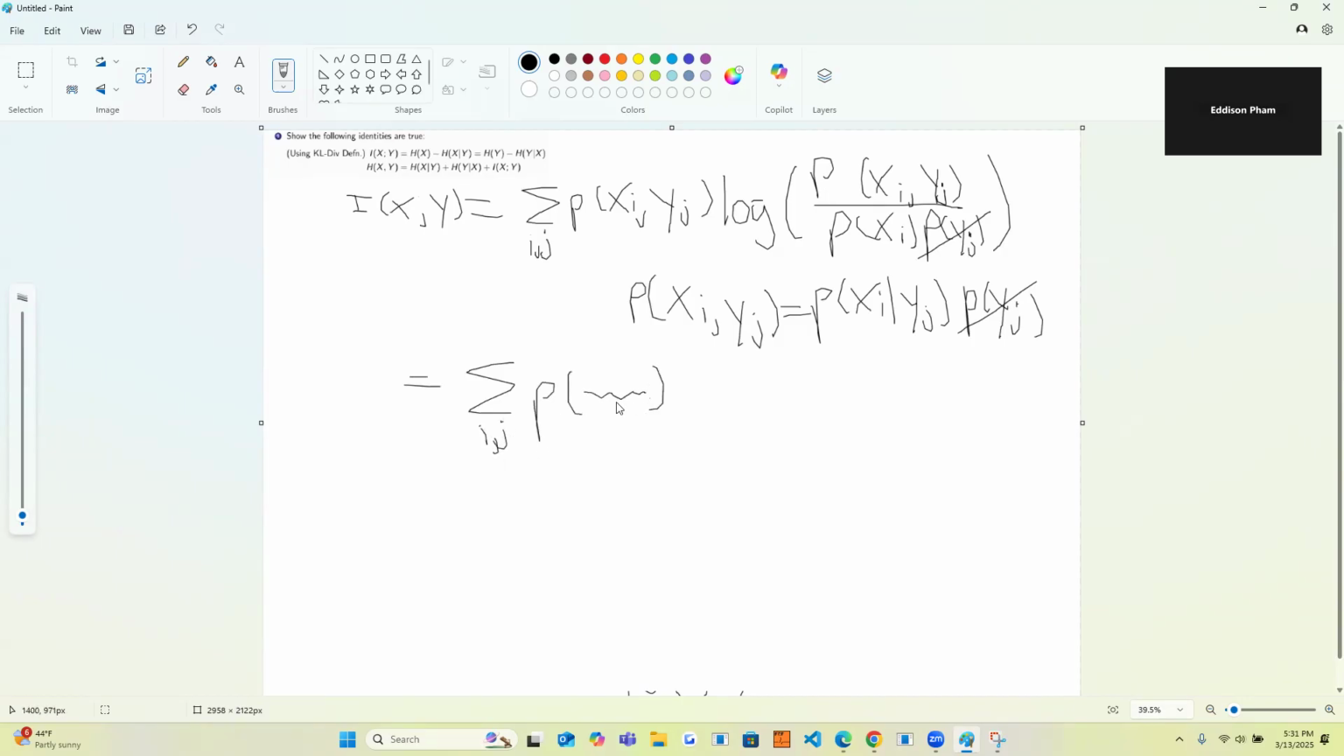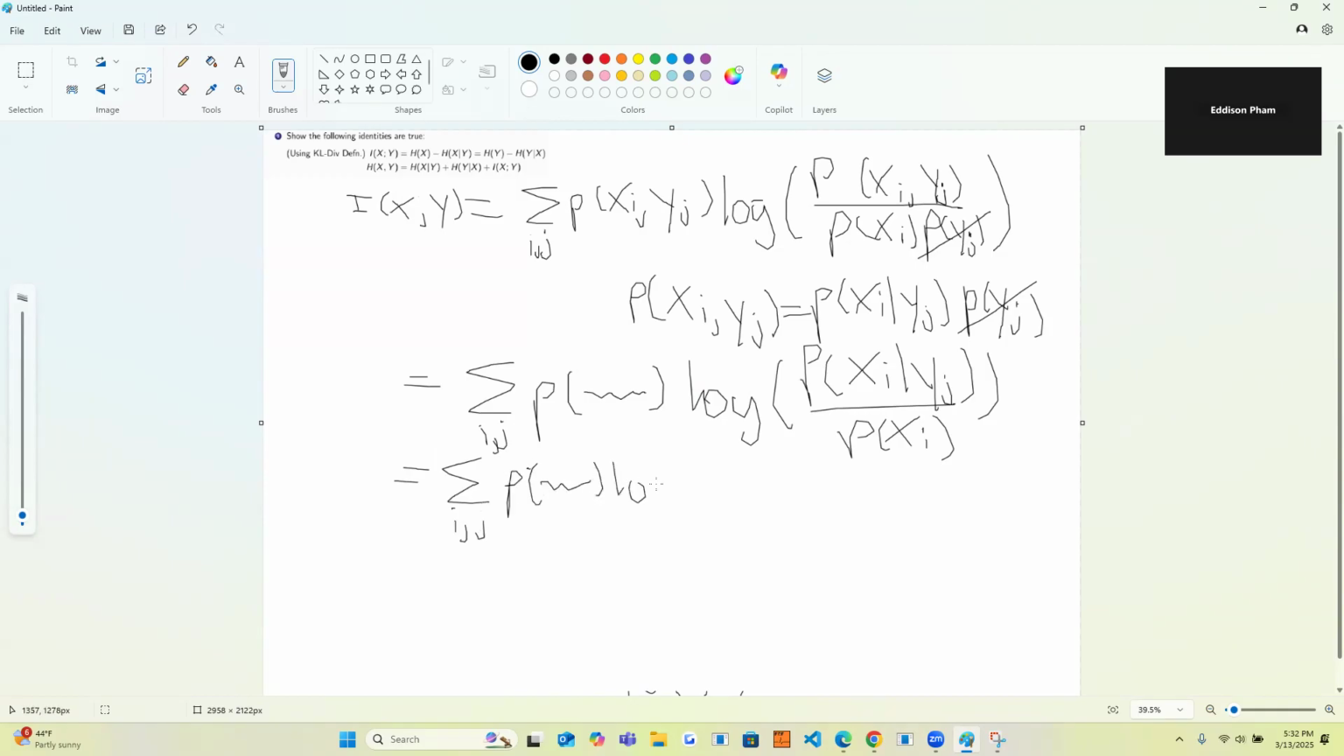P of, you guys know what's already in here, the log of P of xi conditioned on yj, divided by P of xi. Using logarithmic properties, you can break this up as the following. The joint probability times the log of the conditional on yj, minus, because it's in the denominator, the sum over ij of P of xi, yj times log P of xi.